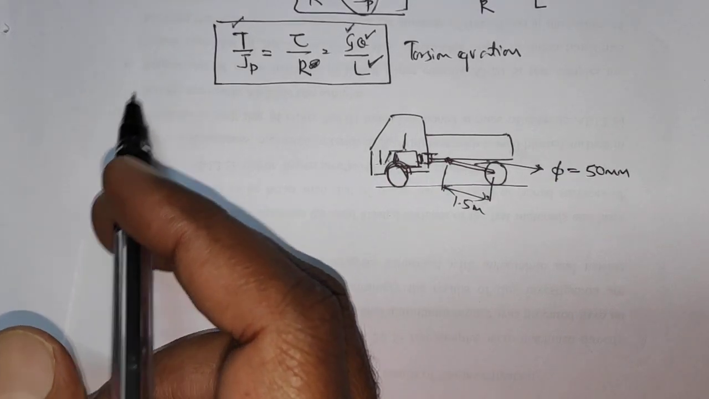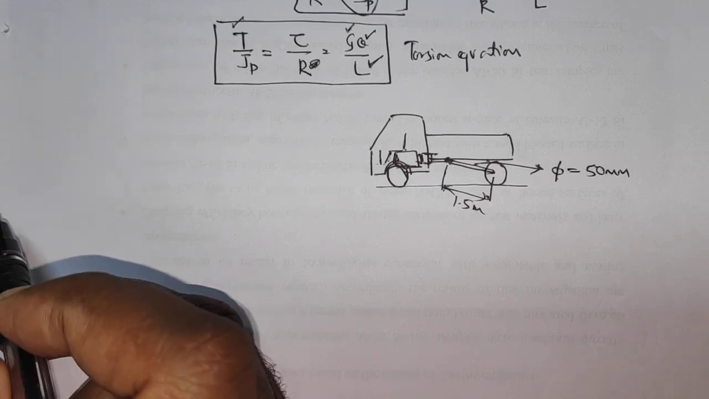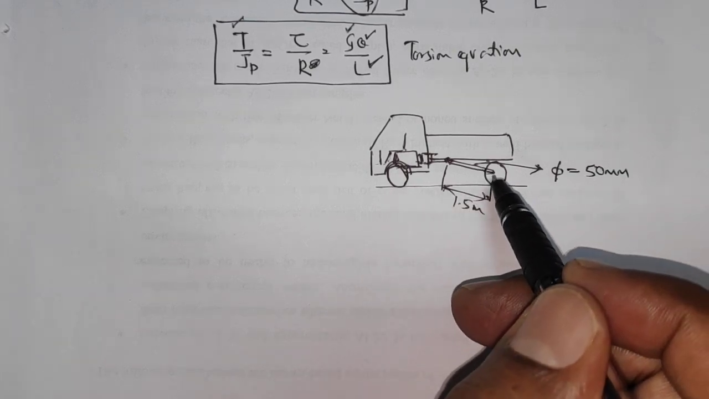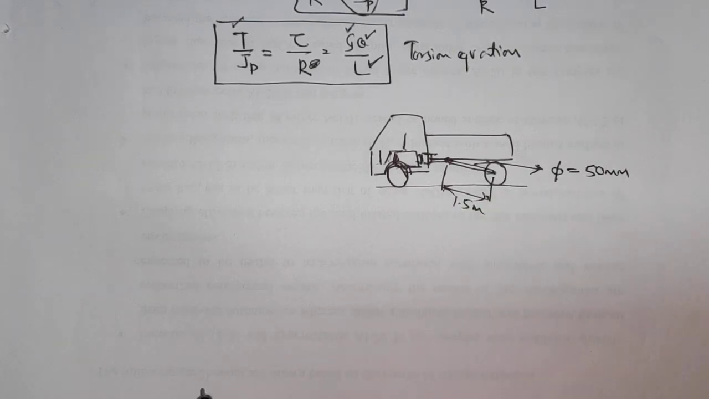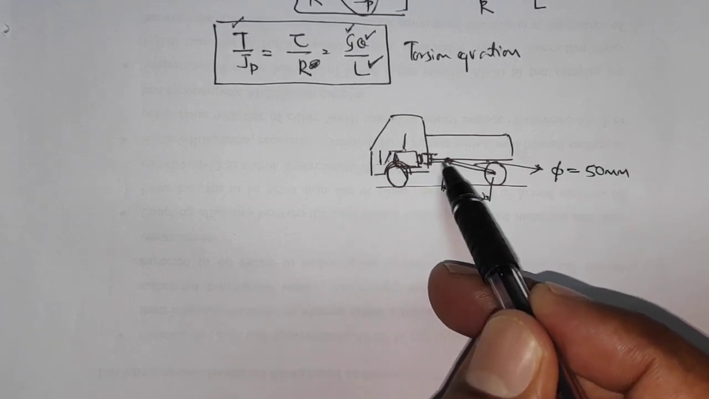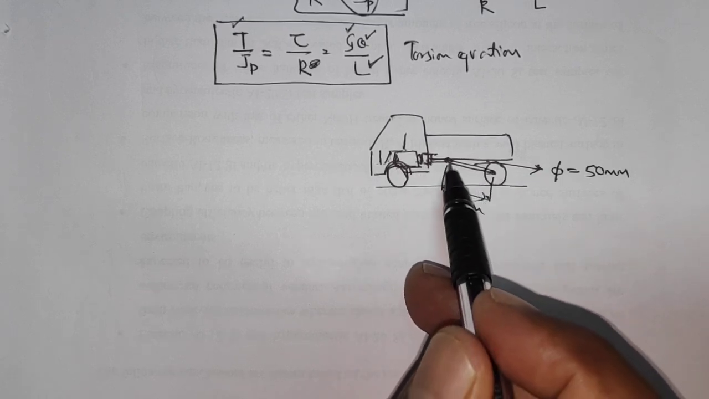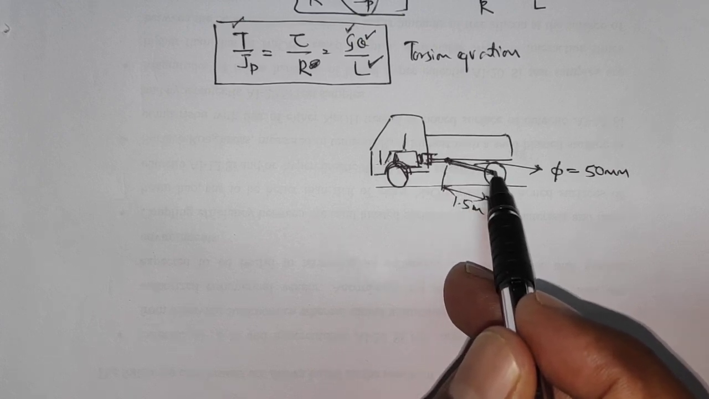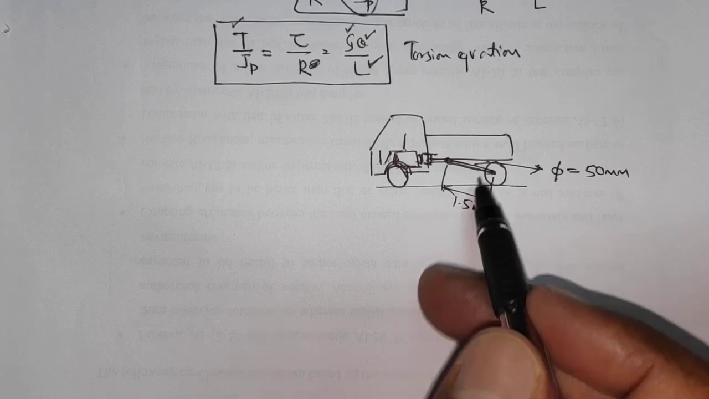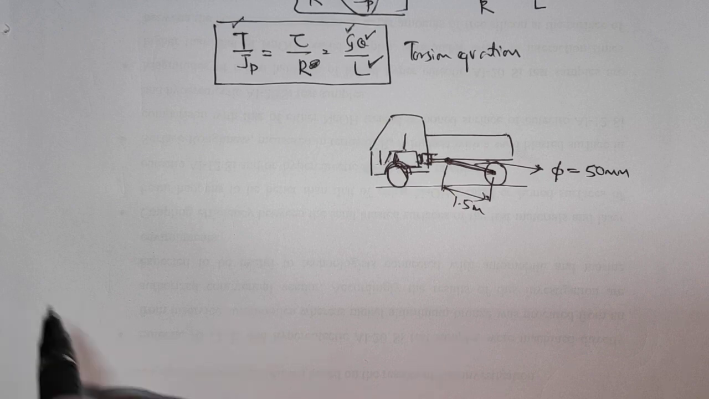Let us now see how we can use this torsion equation in practical situations. Let us imagine an automobile which is driven through the rear wheel. Here you see an engine driving a propeller shaft through the clutch and the gearbox. Let us say that the effective length of this propeller shaft, which is connecting this end of the propeller shaft to this end, is 1.5 meters, and let the diameter of the propeller shaft be 50 mm.